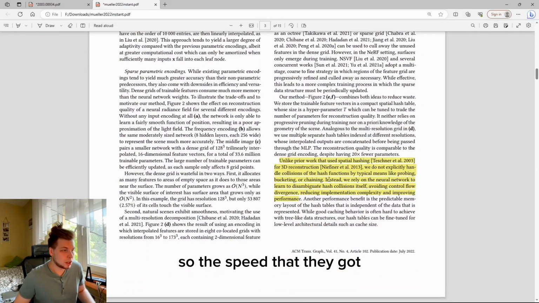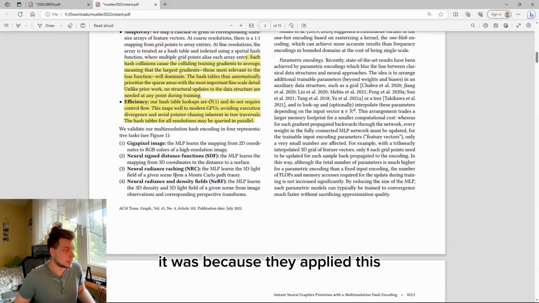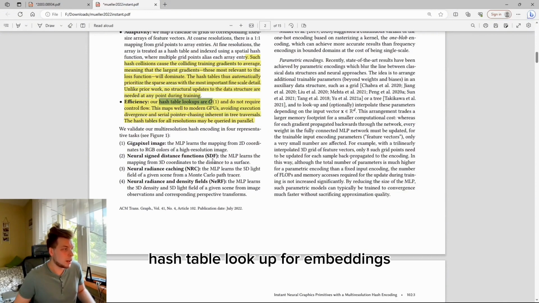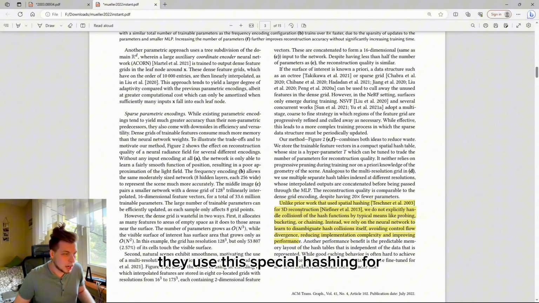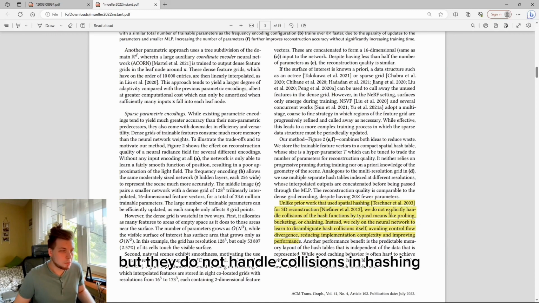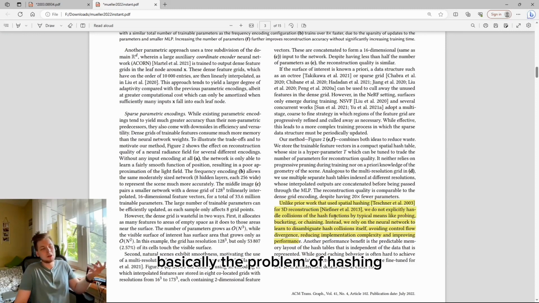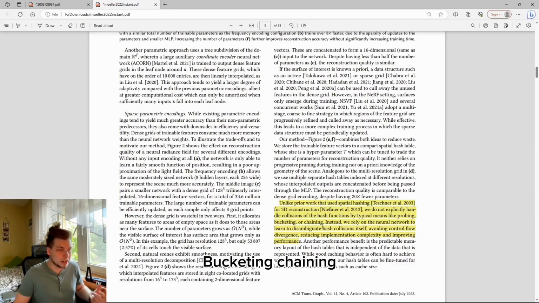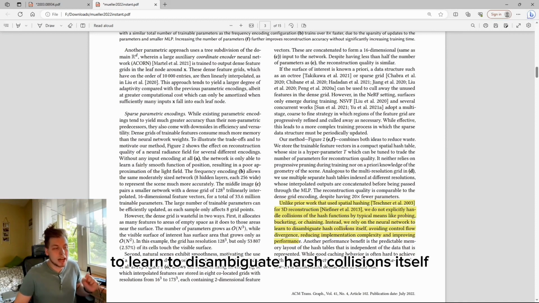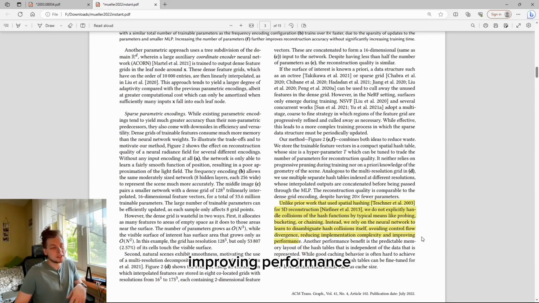The speed that they got was because they applied this hash table lookup for embeddings, and they also did something very surprising. They use this spatial hashing for 3D reconstruction, but they do not handle collisions in hashing. We know that the problem with hashing is that we have to handle collisions. Well, they don't handle collisions. They don't do probing, bucketing, chaining. Instead, they rely on the neural network to learn to disambiguate hash collisions itself, avoiding control flow divergence, reducing implementation complexity and improving performance.